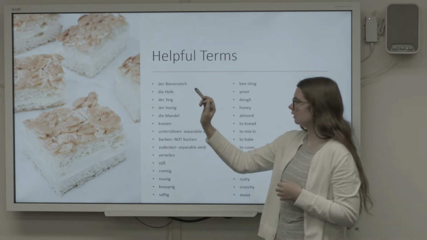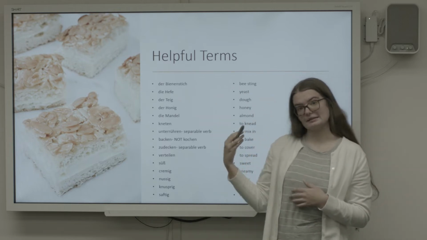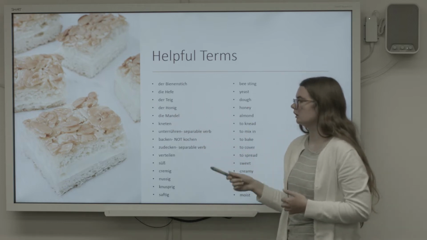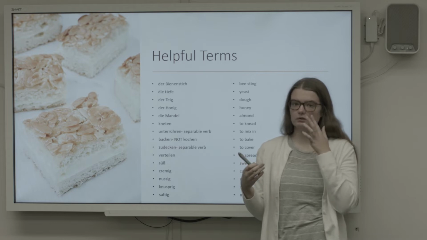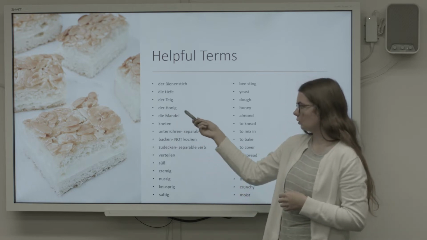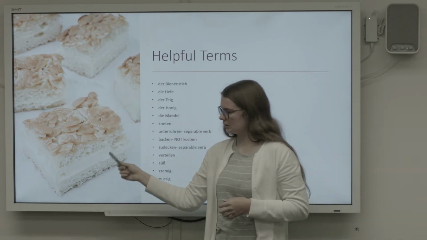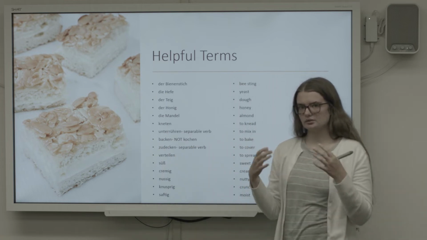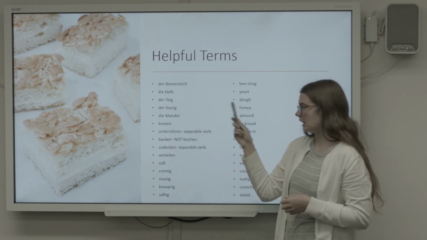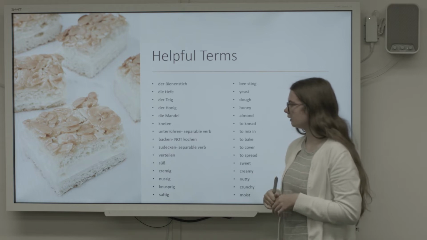So then, die Hefe is yeast. So like I said, this is a yeast cake, and it uses der Teig. Der Teig is dough, so it's not a cake batter type of cake. It's like a kneaded and rolled dough. Der Honig is honey. So that's going to be in this crispy topping, and it's a pretty crucial element of Bienenstichkuchen. And then we have die Mandel, which is an almond, so those are also in that topping.